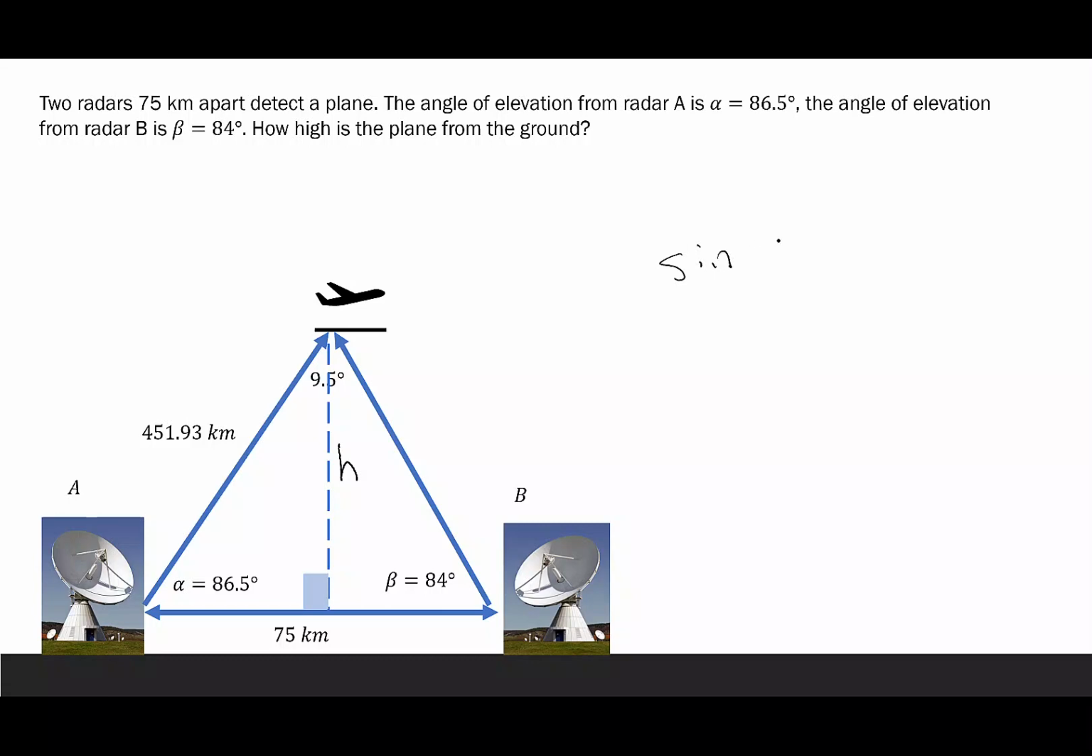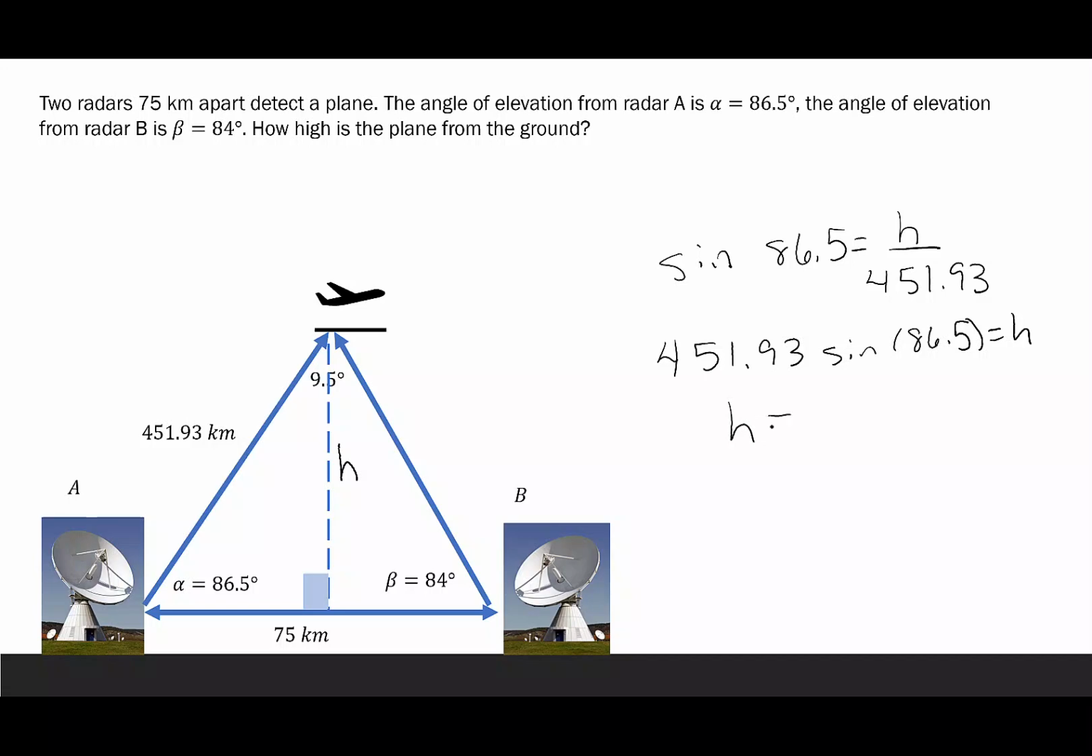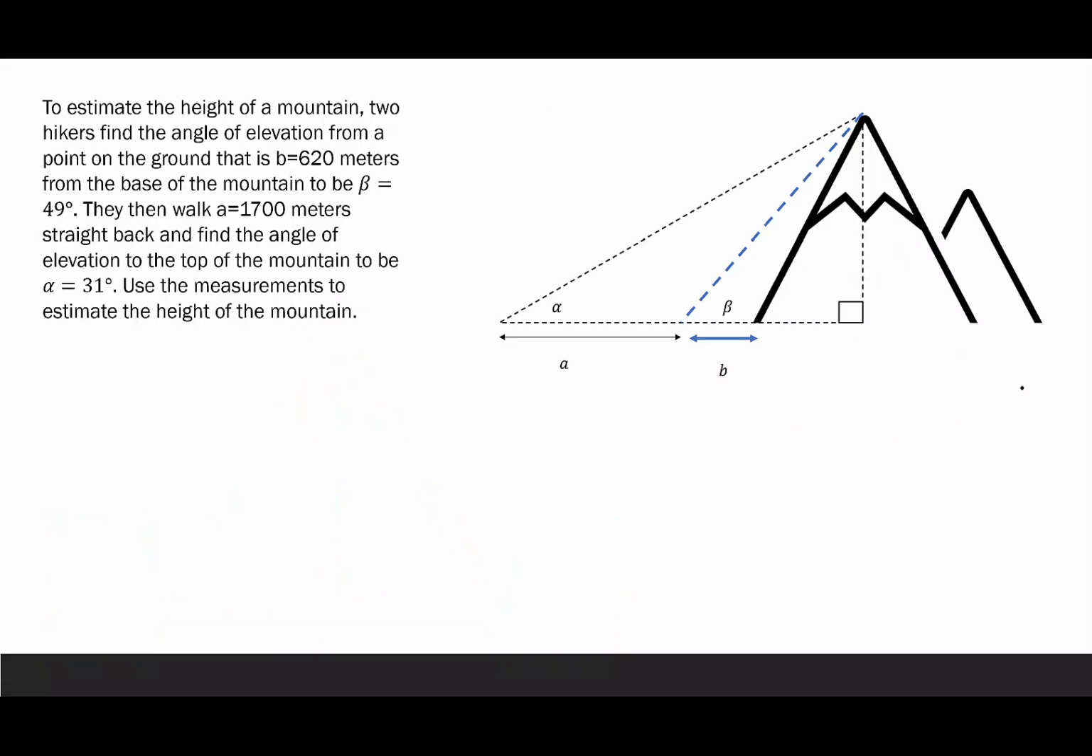I'll have that the sine of 86.5 is equal to the opposite h over 451.93. I'm going to multiply by 451.93 times the sine of 86.5, which will give us the value of the height. 451.93 times the sine of 86.5 says our height is 451.09 kilometers.